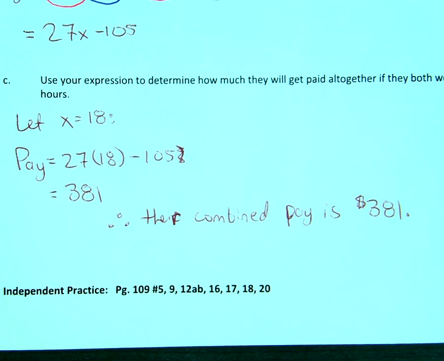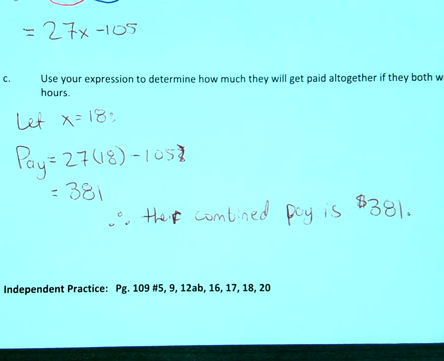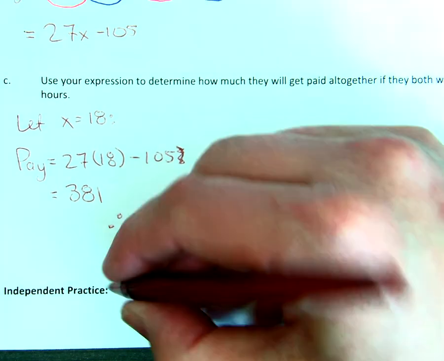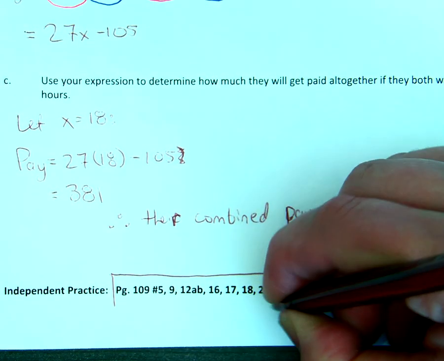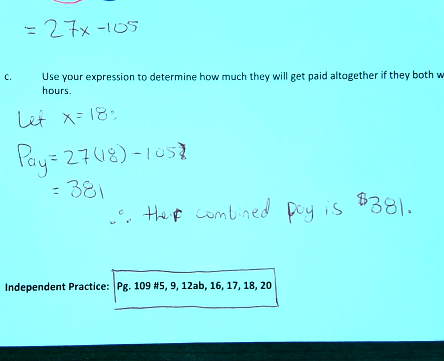So what you should be able to do now, take the rest of the class, and again, you should be pausing this, rewinding it, listening to whatever part you need to listen to. Make sure you get this down as your note. You should be writing the questions down too. Independent practice questions are page 109, number 5, number 9, number 12 AB, 16, 17, 18, and 20. Okay, so rewatch this if you need to. Good luck.